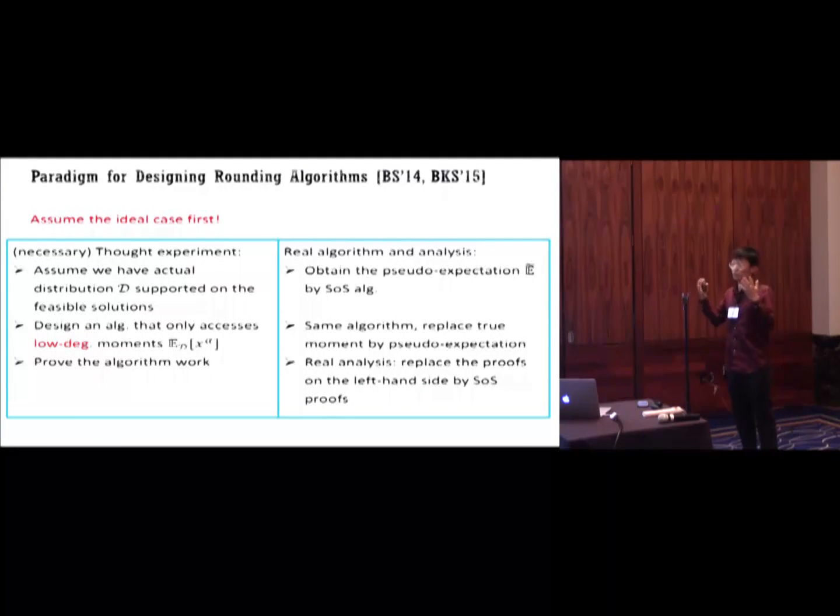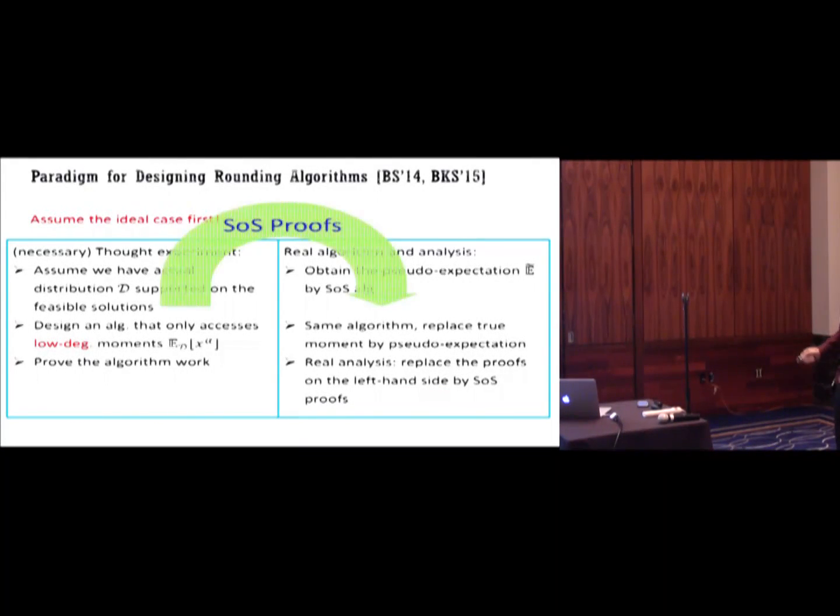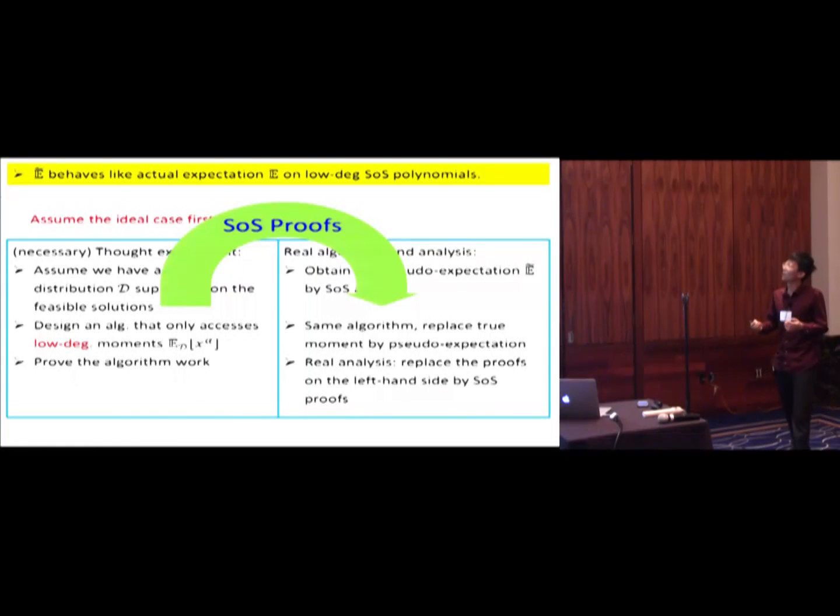Suppose we have done with this, then this is the real algorithm analysis. So the real algorithm is that we first obtain the pseudo expectation using a sum of squares algorithm, basically semi-definite programming. And then we replace every occurrence of the moments on the left-hand side by pseudo expectation. And then the real analysis will be that if we can replace the analysis on the left-hand side by a sum of squares proof, then we are done. The rationale behind it is that pseudo expectation behaves like real expectation on low degree polynomials, and therefore sum of squares proofs can't distinguish the case on the left-hand side and the case on the right-hand side. And therefore, if it works for the left-hand side, it should also work for the right-hand side.